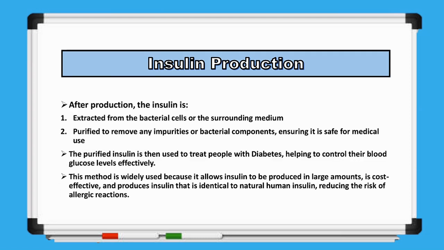Once enough insulin has been produced, it is extracted either from the bacterial cells or from the surrounding liquid. It is then purified to remove any unwanted substances or bacterial components, making it safe for medical use. The purified insulin is then used to treat people with diabetes, helping them control their blood glucose levels effectively.